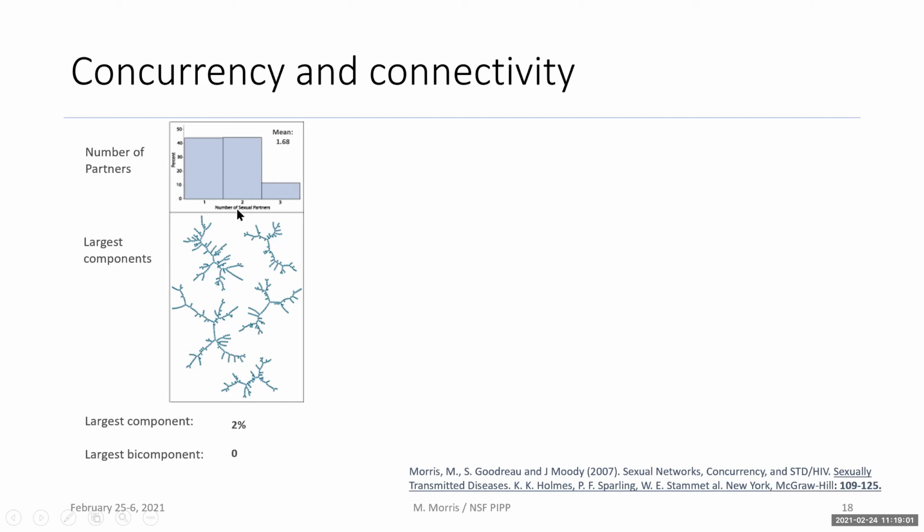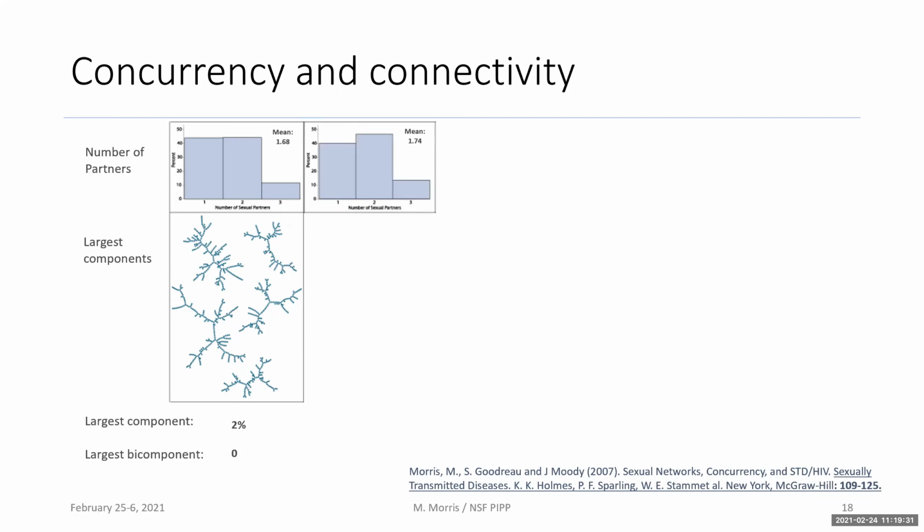You can have a maximum of 3 partners at a time. A small fraction, maybe 10% of the population, has that. The other 90% of the population is split between having 1 partner or 2 partners, and the mean is 1.68. The largest components that you get if you simulate from a degree distribution like this are on the order of 2% of the population in the largest component, and the components themselves look like this.